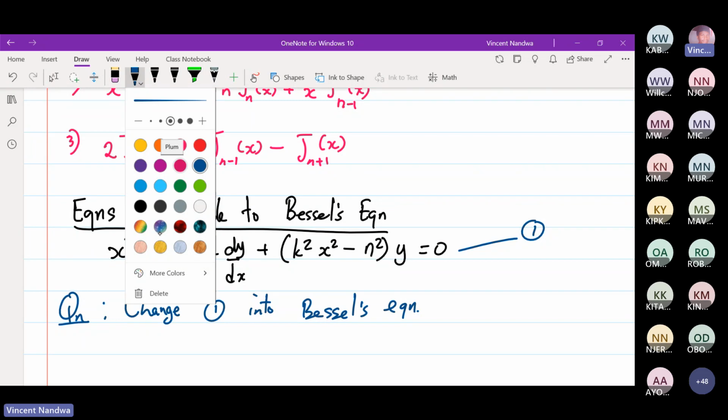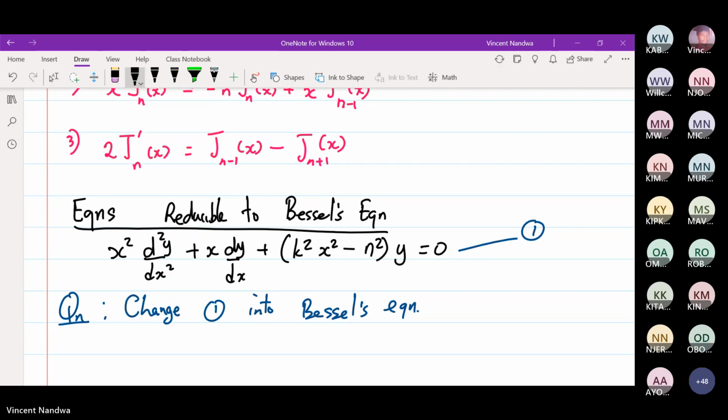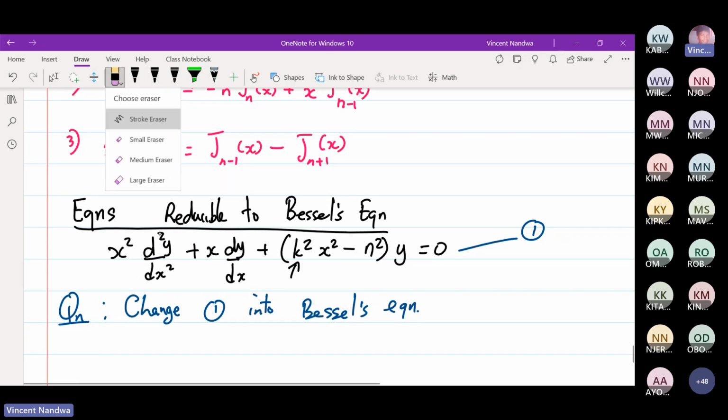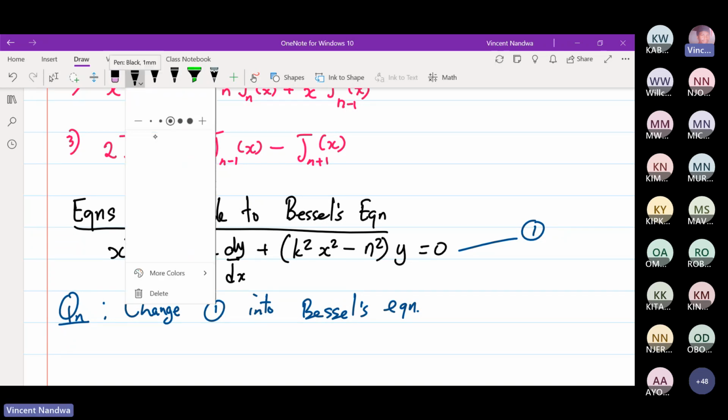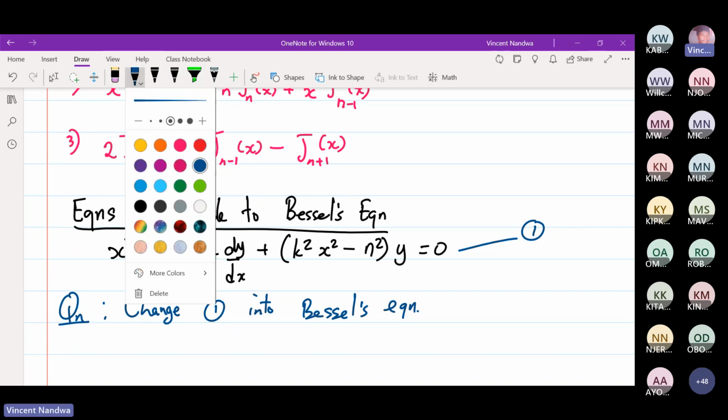So what makes equation 1 not be in the standard form? The k squared is the problem. If there is no k squared here, then the equation will already be in the Bessel equation form. So we do what we call a change of variable.